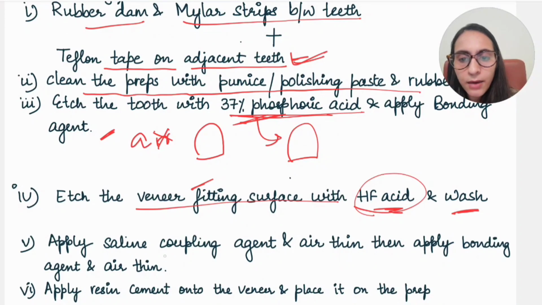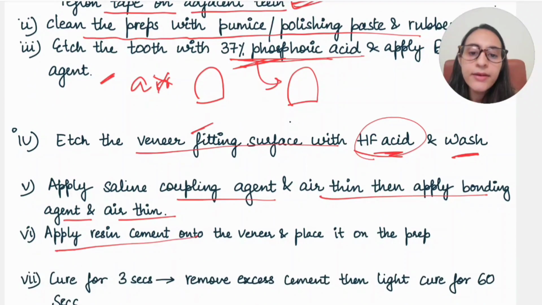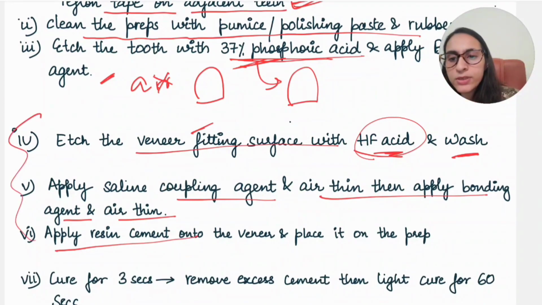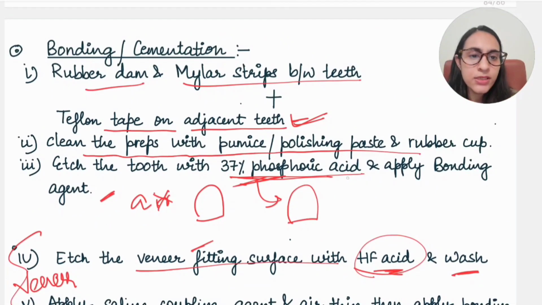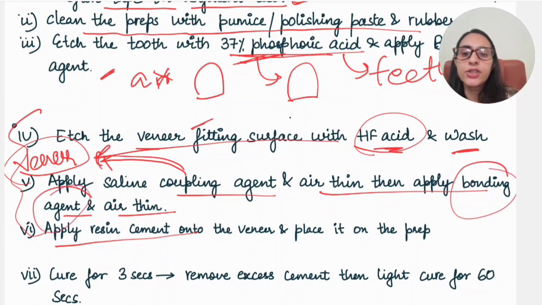And then we apply the silane coupling agent and air thin, and then apply the bonding agent and air thin it, air dry it. Then we apply the resin cement onto the veneer. So this is the process that we do on the veneer. And this is the process that we do on the teeth. So first we need to etch the veneer, then apply the silane coupling agent to the veneer, then air dry it, and then apply the bonding agent, and then also air dry it.